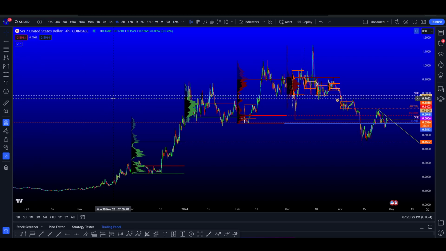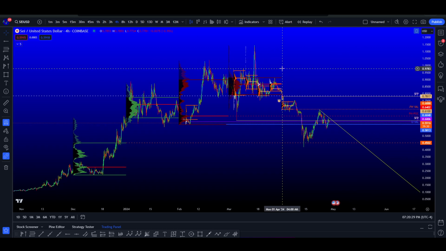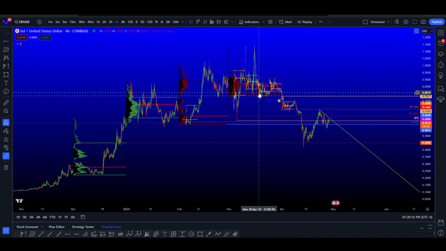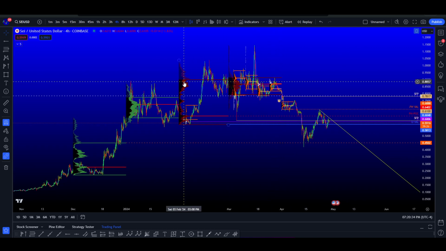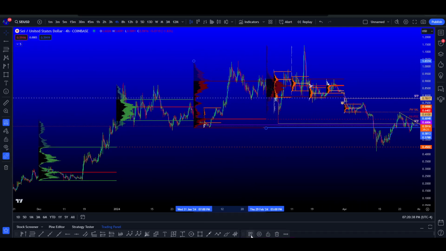All right, so today I wanted to go over SEI, SEI USD on the Coinbase chart. So I went ahead and pulled some fixed range volume profile levels here. Let me just continue updating this really quick.